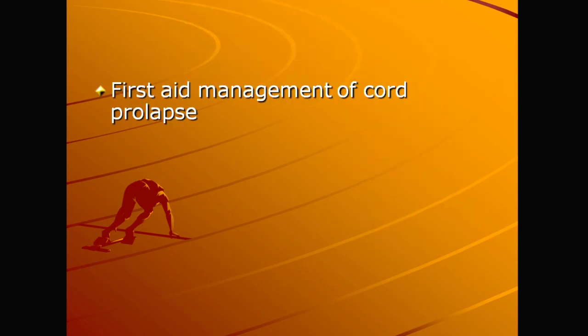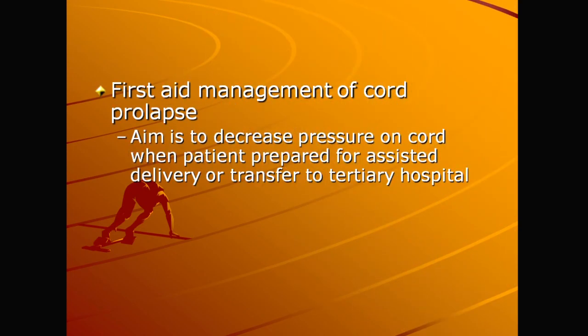The first aid management of cord prolapse aims to decrease the pressure on the cord while the patient is prepared for assisted delivery or transferred to a tertiary hospital. Because the membranes are not ruptured, we have only felt the cord while doing a vaginal examination. If our setting is not sufficient to conduct that particular delivery, we have to transfer. For the transfer, we have to prepare, aiming to decrease the pressure on the cord.